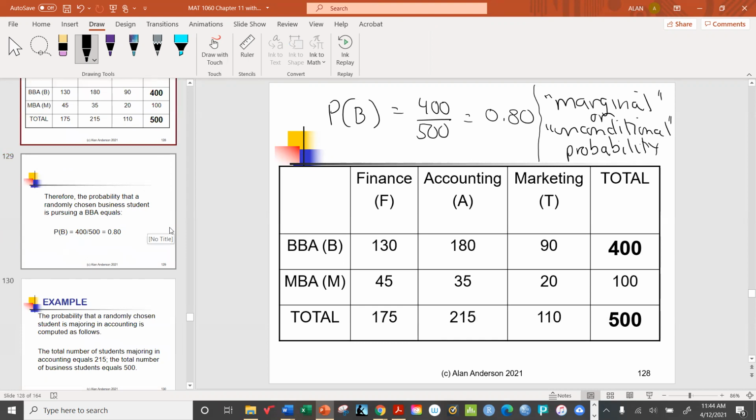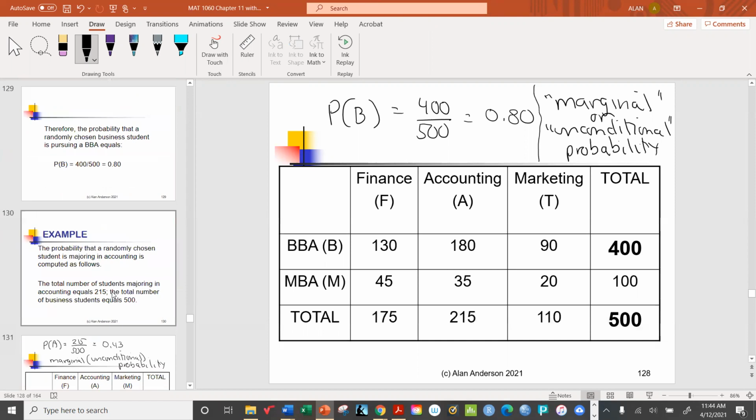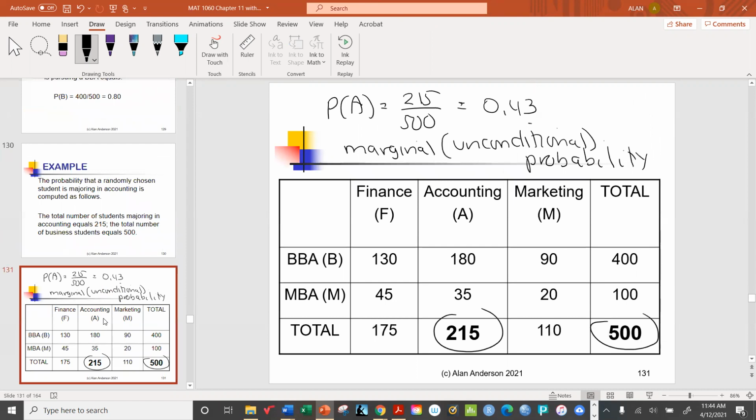Now, what if I want to know the probability that a randomly chosen student is majoring in accounting? What would I do? This time, I'm interested in the column sum. In other words, let's go ahead to this slide. I'm adding up all the accounting majors. It doesn't matter to me if they're getting a bachelor's or a master's degree. There's 215 total accounting majors out of a school of 500. That means the probability is 43%. And this is also an example of a marginal or unconditional probability.